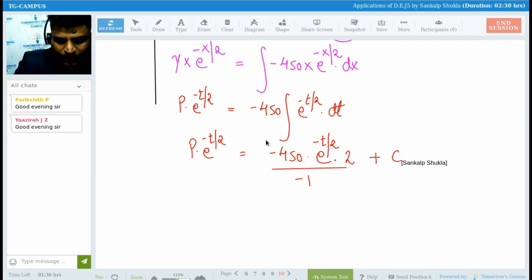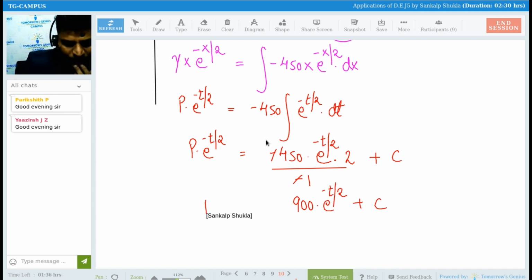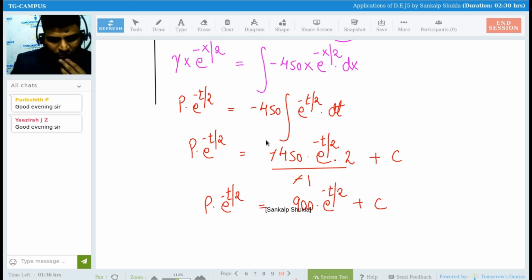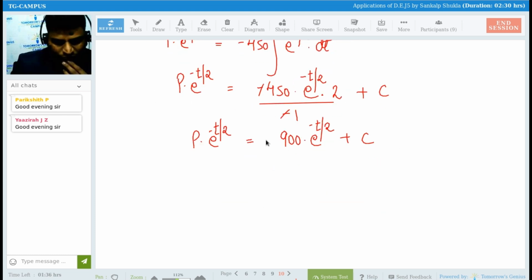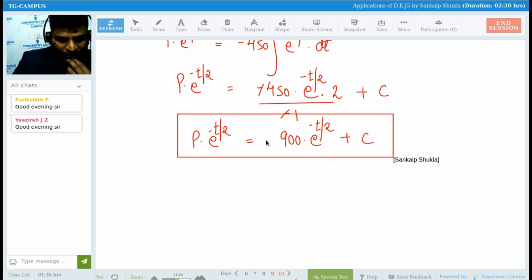And plus c. So this minus and minus will definitely get cancelled, and 450 into 2 is 900. So 900 e raised to the power minus t by 2 plus c is your p into e raised to the power minus t by 2. Now can we just take log on both the sides, because this is the differential equation.